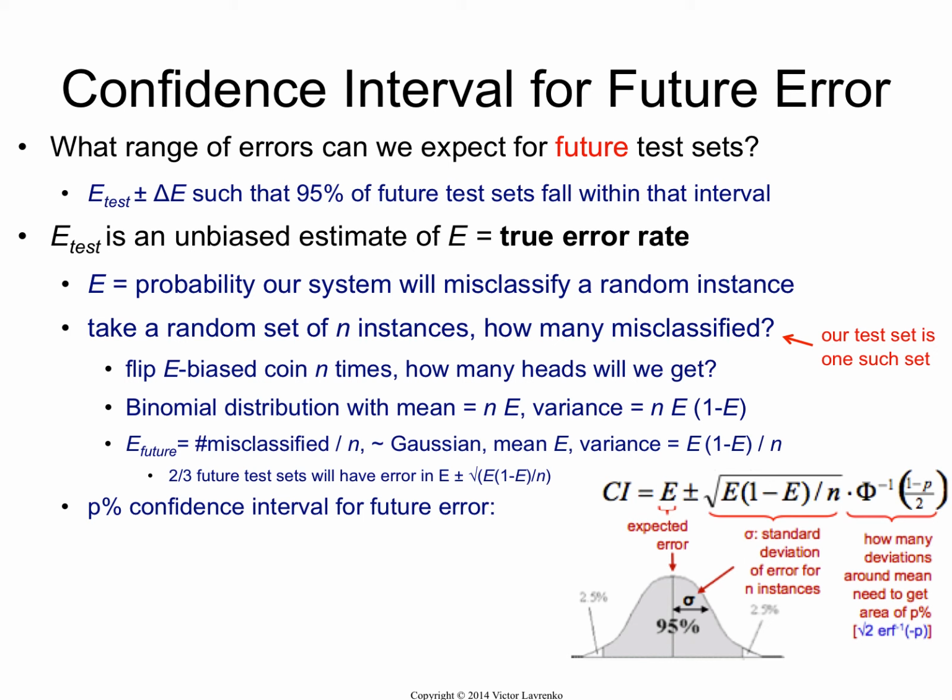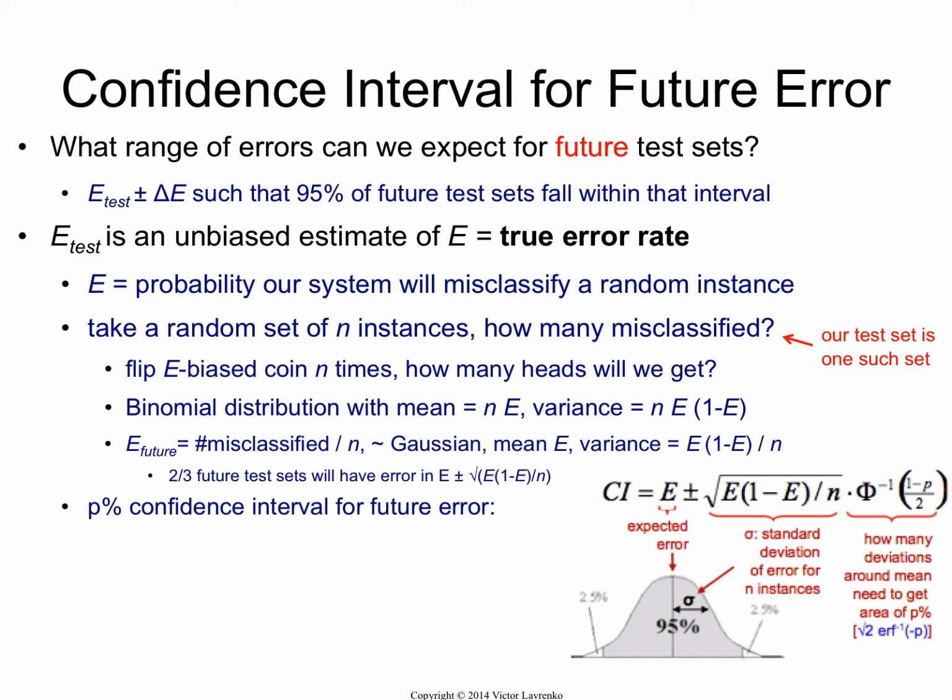E1 minus E over N. That's just the standard deviation of the Gaussian. So you have a picture of what the future error rates will look like. Just that curve.